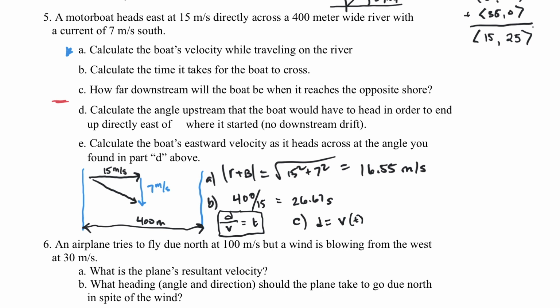So we can go back. We're going to say we're moving at 7 meters per second times the 26.67 seconds that we're going to be in the river, and that's going to give you the final solution of 186.69 meters. Okay? And that's pretty much it.